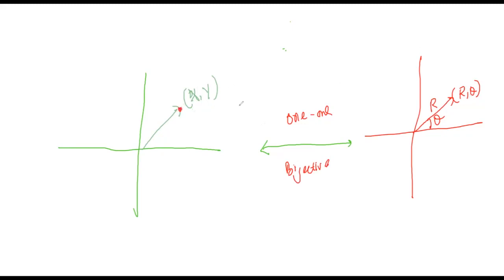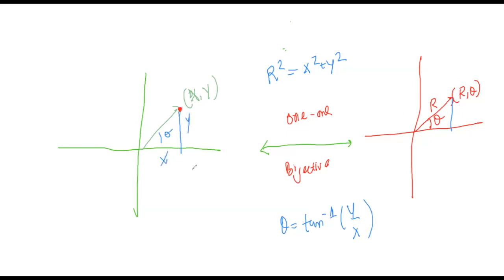So how do we transform that? We transform in the following beautiful manner. r squared equals x squared plus y squared, and theta is equal to what? Tan inverse y by x, right? This theta is equal to tan inverse y by x. So this is the basic definition and basic relationship.